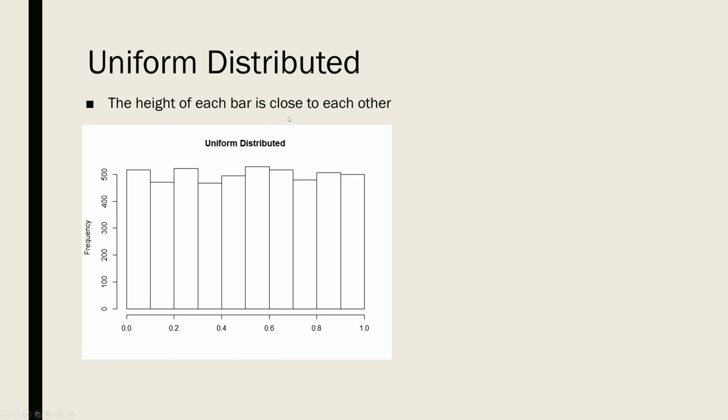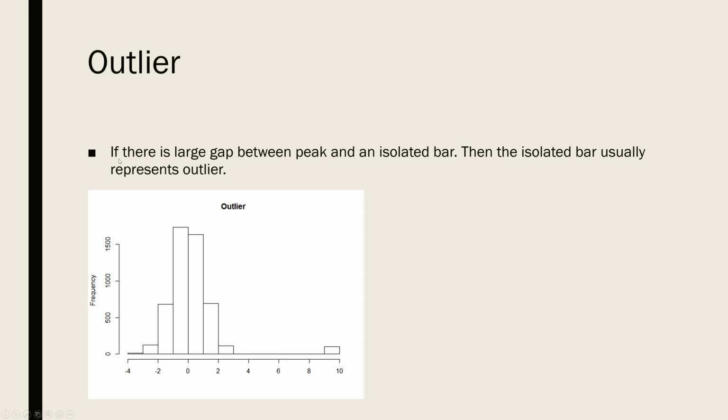If the height of each bar is close to each other, like this one, then we call this type of distribution uniform. If there is a large gap between the peak and an isolated bar, then the isolated bar usually represents an outlier. In this example, this isolated bar represents an outlier.